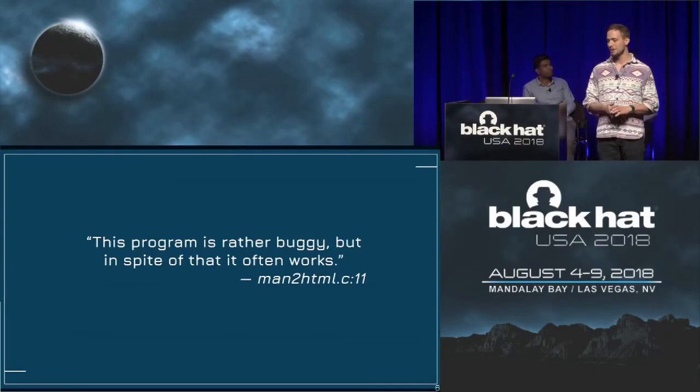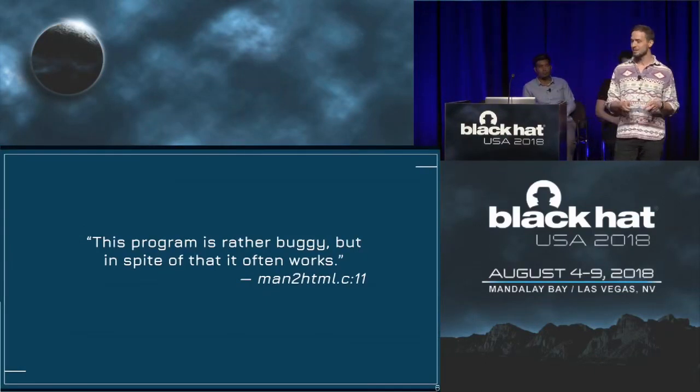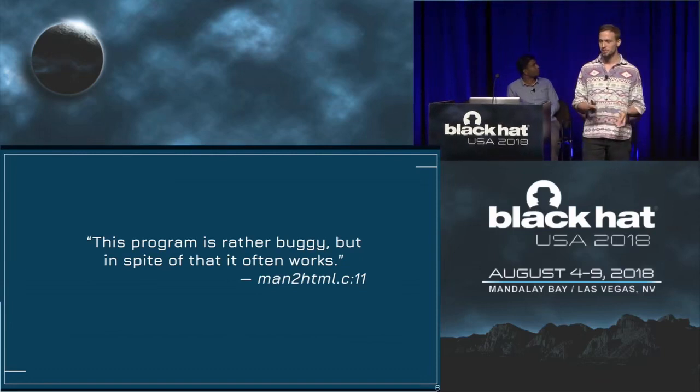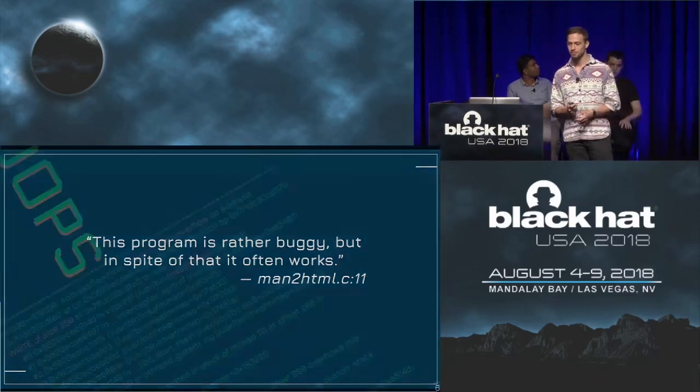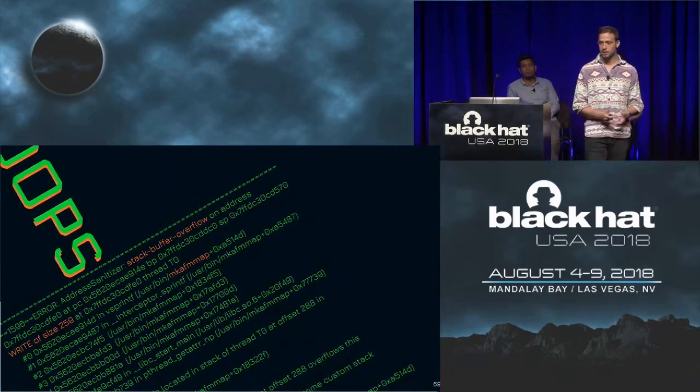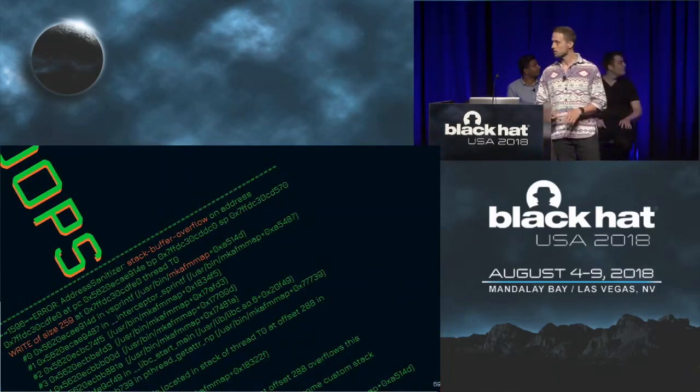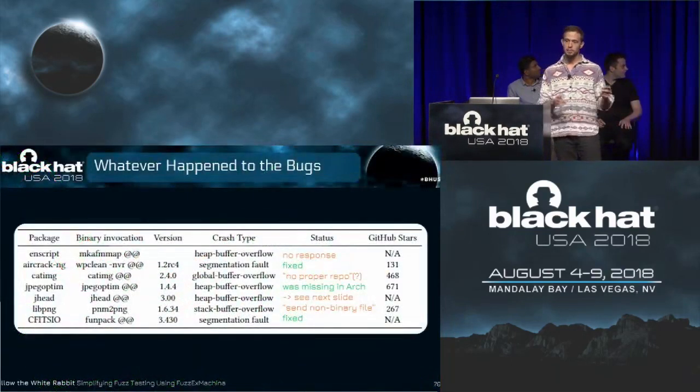And man2html even has this line in its intro: This program is rather buggy, but in spite of that, it often works. Okay, another bug, write-off says whatever. What happened to the bugs?